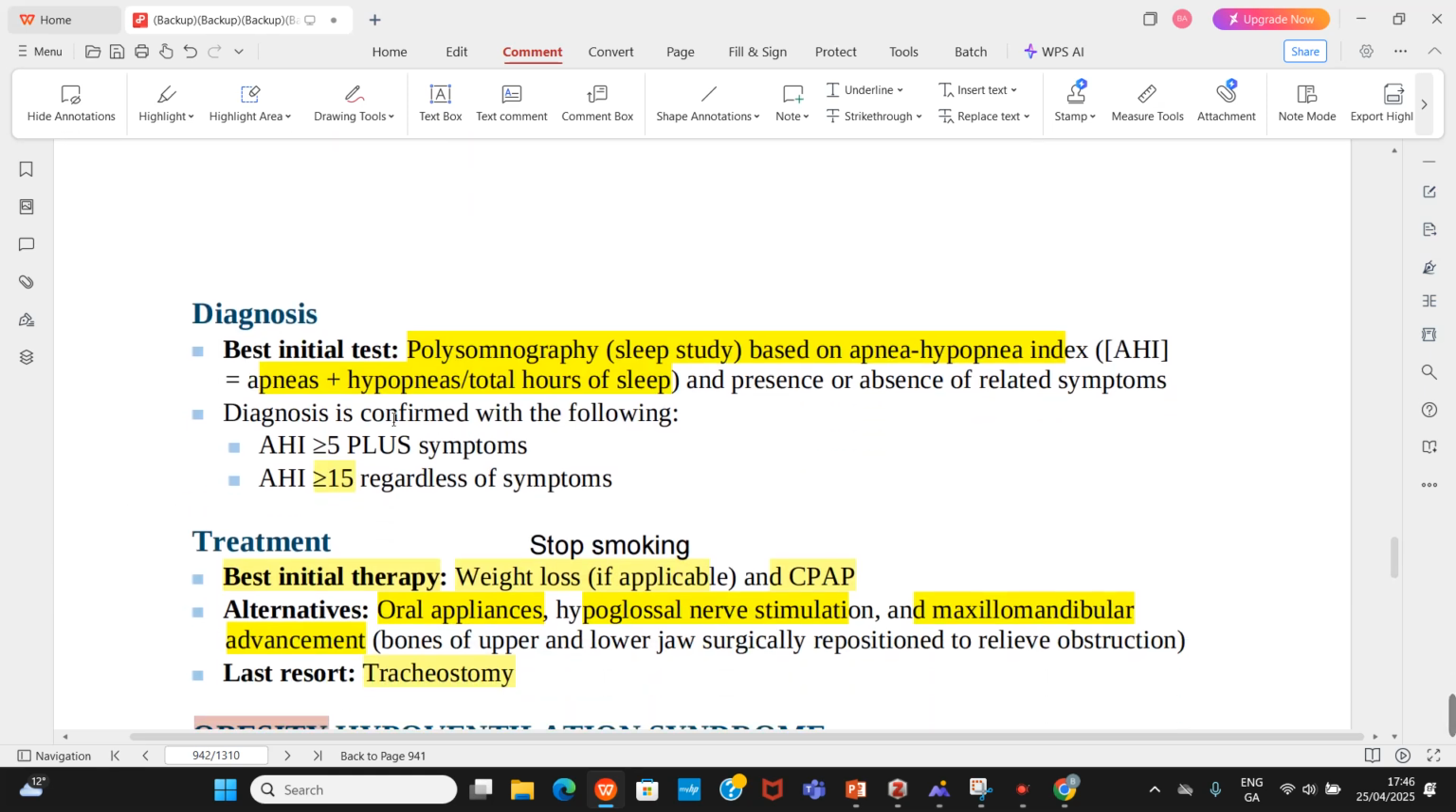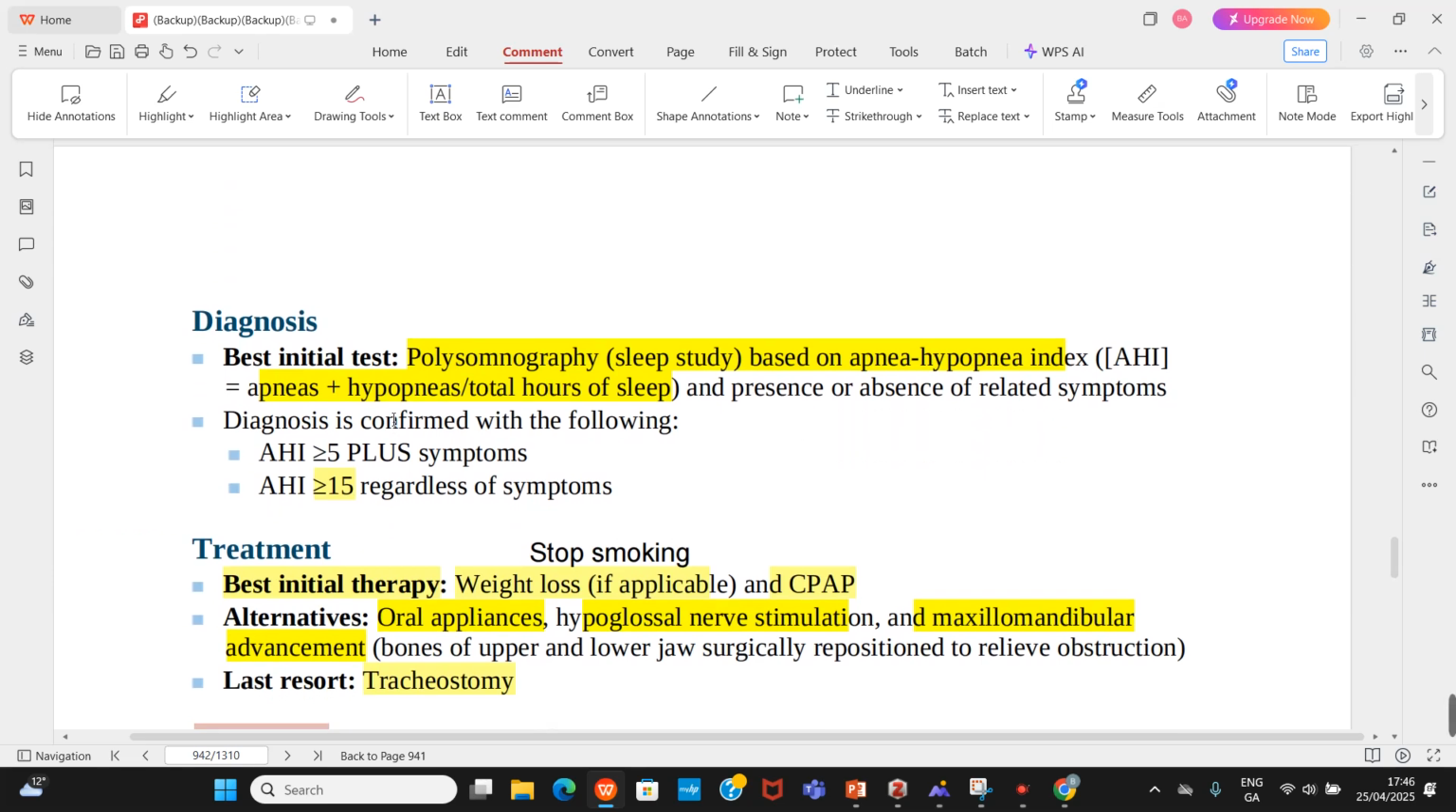Best initial test. We look at that kind of presentation. The best next test is just to go and order a polysomnography, a sleep study. And of course, you are going to assess the apnea-hypopnea index, in which you calculate the total number of apnea and hypopnea episodes divided by total hours of sleep.